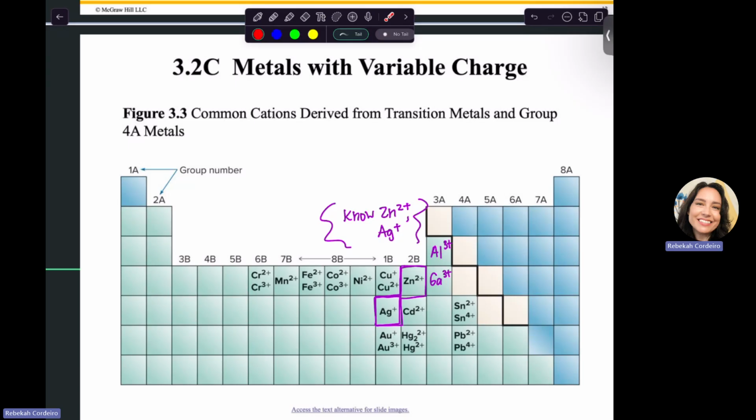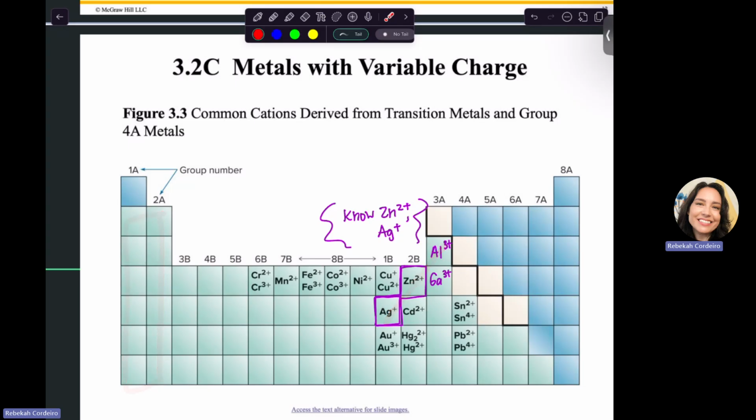So you can kind of see a pattern, +1, +2, +3, +2, +1 in this little backward stair step. If it's not group 1, group 2, or the top group 3s (the bottom group 3s are weird), so pretty much aluminum, zinc, and silver here. If it's not one of these that I've highlighted right now, assume that it's got multiple charges.